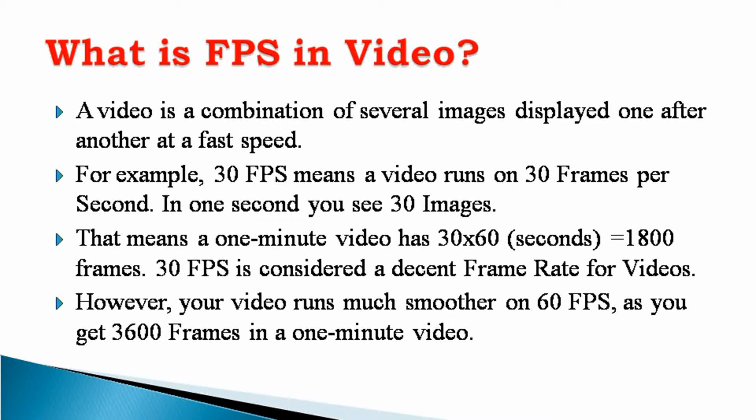What is FPS in video? A video is a combination of several images displayed one after another at a fast speed. For example, 30 FPS means a video runs on 30 frames per second. In 1 second you see 30 images. That means a 1-minute video has 1800 frames. 30 FPS is considered a decent frame rate for videos. However, your video runs much smoother on 60 FPS, as you get 3600 frames in a 1-minute video.